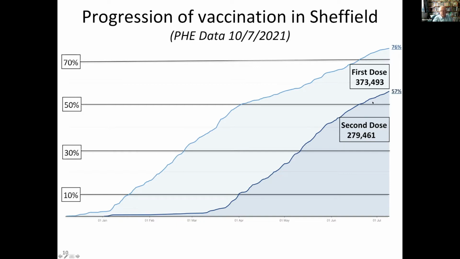76% and 57% at first and second dose is goodish, but it's not as good as some areas. And that's the Sheffield average. What we'll go on to see is how big the variation in Sheffield is, sort of disguised by the average figure. So in some areas, it's much, much higher than 76% for a first dose. Some areas, it's much less. And Ian's going to talk about that.